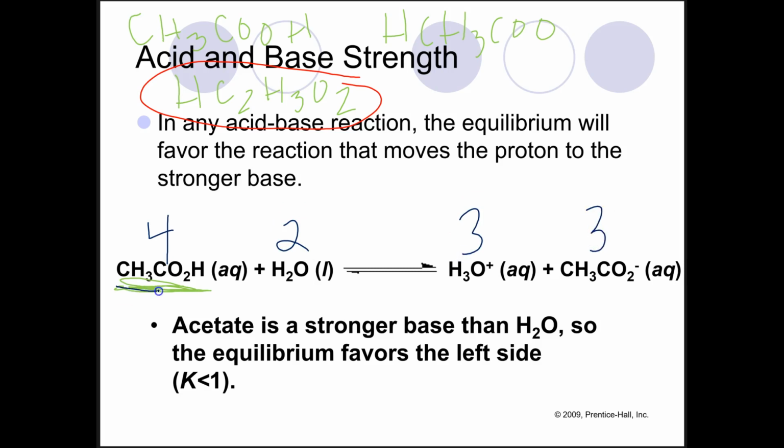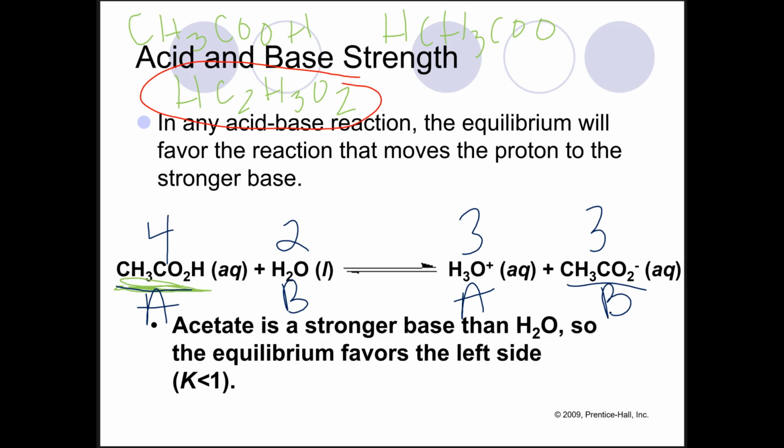So starting with the acetic acid, it starts with 4, it ends with 3, so that makes it an acid. Water starts with 2, ends with 3, so that makes it a base. And we can see that this works out, but we're going to see that since water was the base, the H3O plus is its conjugate acid. Since acetic acid was an acid, the acetate ion is a base.